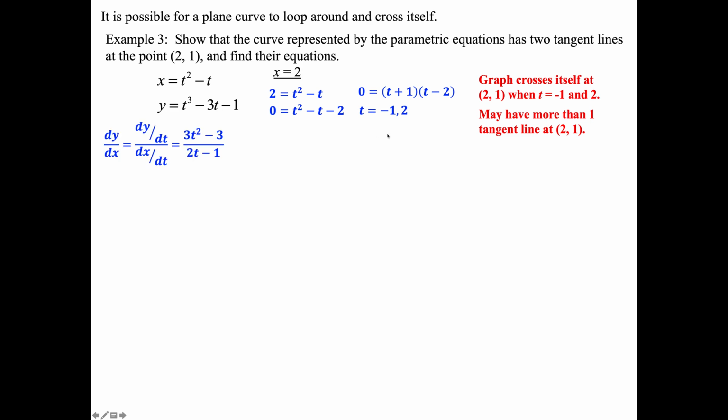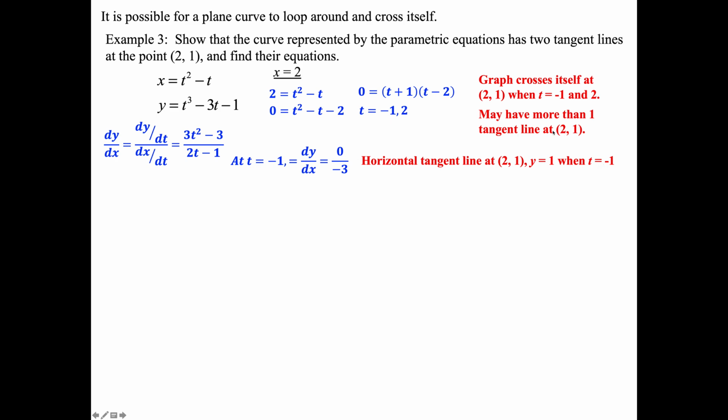All right, so now we'll take the first derivative, dy over dt, dx over dt. We're going to take the derivative of y. We're going to get 3t squared minus 3. The derivative of our x equation, 2t minus 1. There's my first derivative. I need the slope of my tangent lines. So let's test t equals negative 1. We plug that in. We get 0 on the top over negative 3 when I plug in negative 1. So that tells me we have a horizontal tangent line at 2, 1. So that's just going to be the horizontal line y equals 1 because of the y coordinate. And that happens when t equals negative 1.